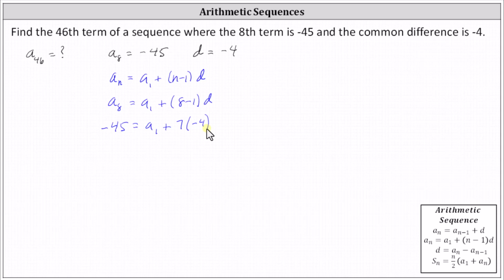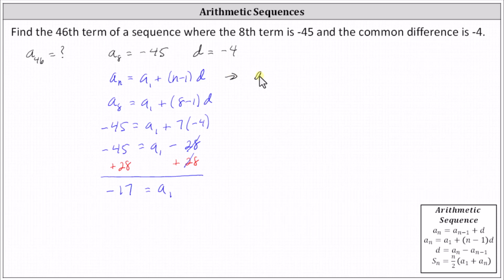And now we solve for a sub 1. We have negative 45 equals a sub 1 plus negative 28, or just minus 28. Next we add 28 to both sides of the equation. Simplifying, we have a sub 1 equals negative 45 plus 28, which is negative 17. Now that we have a sub 1, we can write the formula for a sub n to determine any term we want, which in our case is a sub 46.